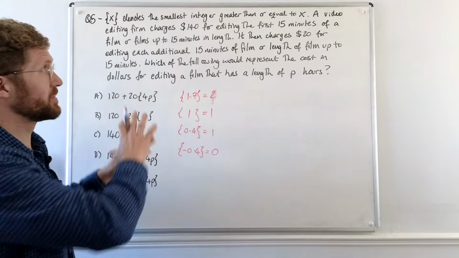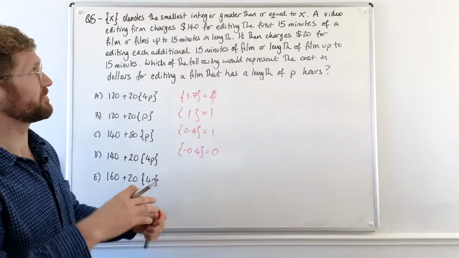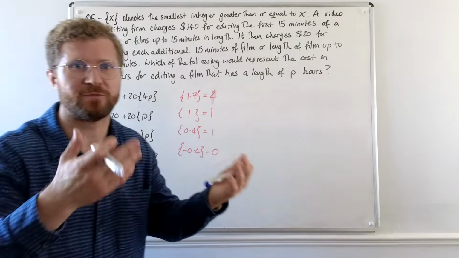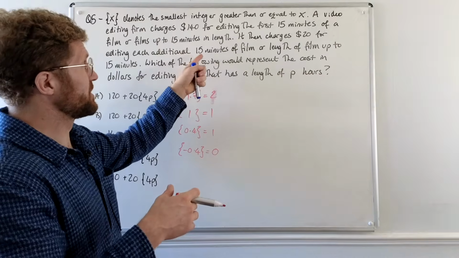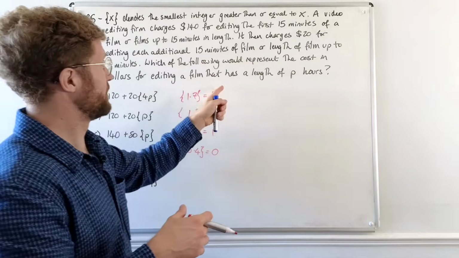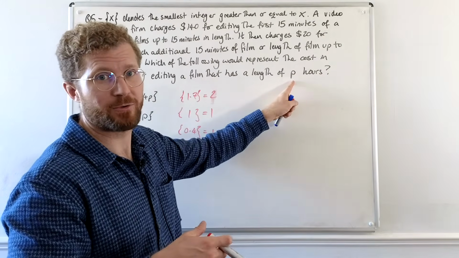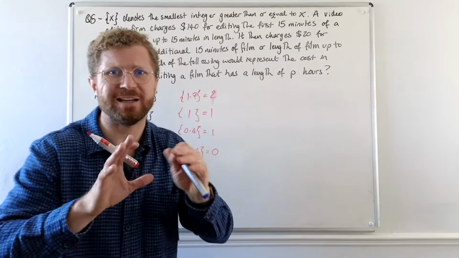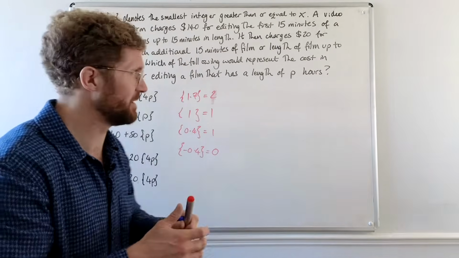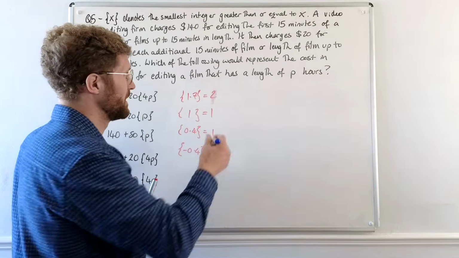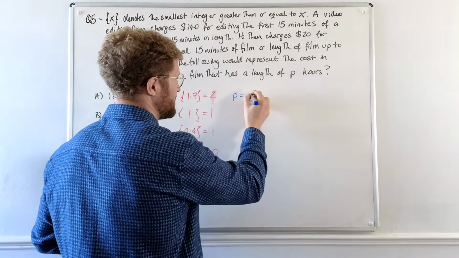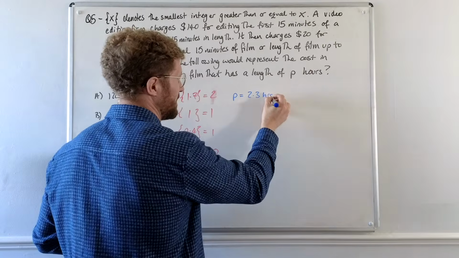this question. So we've got this whole scenario about the video editing film. It's charging money for filming certain lengths of film. And in the question, it's broken down into 15-minute chunks, but we've got a film that has a length of p hours. Hours versus 15 minutes, there's going to be some level of difficulty in there. So again, just to get a sense of the question, let's just throw some numbers in here. To begin with, I'm going to say what happens if p is 2.3 hours.